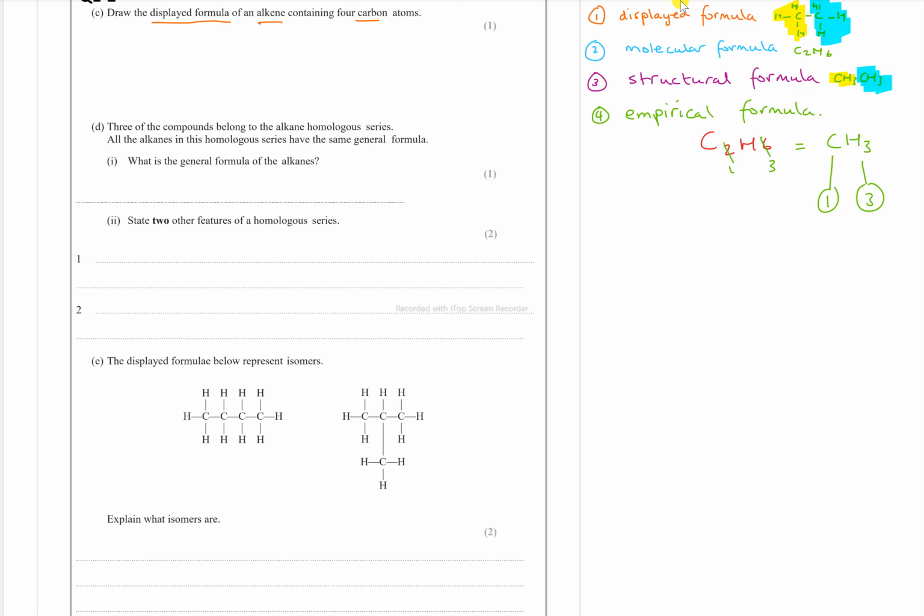Right, let's have a look. What's the general formula for alkanes? Right, remember we said for alkenes, it's simple. Double the number of carbon atoms.